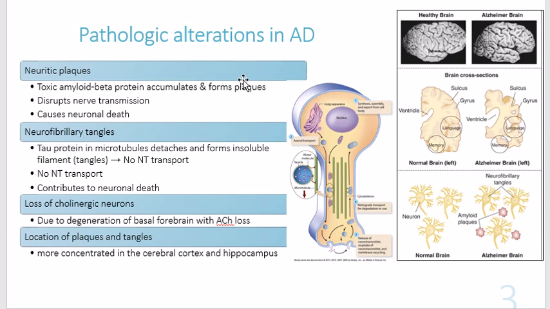And these plaques are made by a toxic amyloid beta protein that ends up accumulating, and when it accumulates, it ends up forming plaques. And what plaques do is they disrupt the normal nerve transmission. These plaques disrupt the communication between nerves, and then the nerves can end up dying. So that's one of the causes of Alzheimer's disease and the pathological alterations that are seen. The second cause is neurofibrillary tangles.